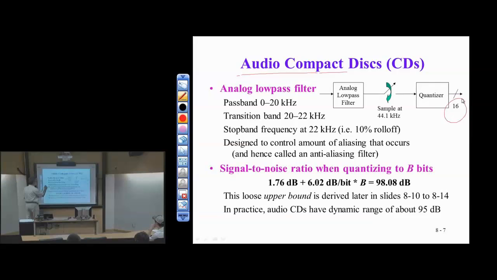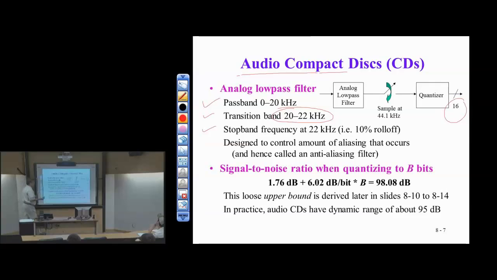The pass band corresponds to normal hearing. Again, there are people that can hear outside this band. The analog low-pass filter is going to have a 10% roll-off in the transition band. So 10% of 20 kilohertz is 2 kilohertz. So our transition band is from 20 to 22 kilohertz. Our stop band frequency is at 22 kilohertz. We've talked about this many times.